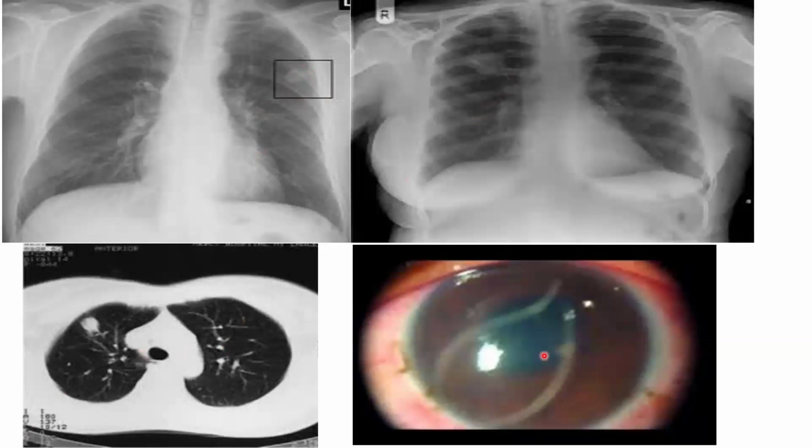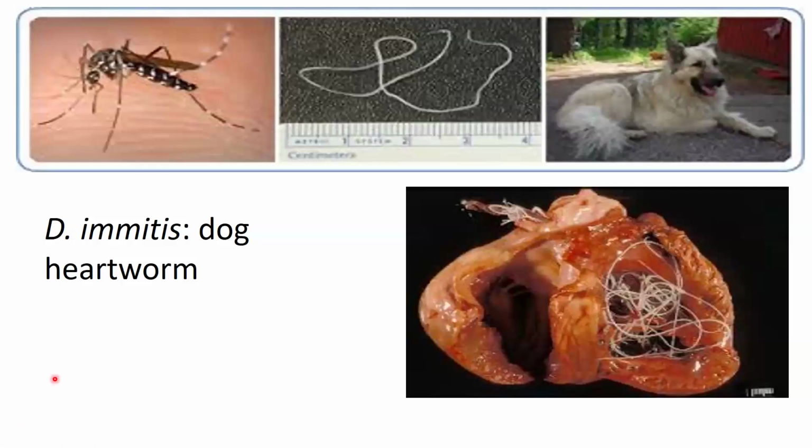They sometimes, adults can get right into the eye. Here's a worm, an adult Dirofilaria in the anterior chamber of the eye. So in our patient, it was in the conjunctival layer of the eye, or just below that. So dog heartworms are a major veterinary problem. These dirofilarias are transmitted by Aedes mosquitoes, the same ones responsible for some arboviruses and yellow fever, chikungunya, dengue.